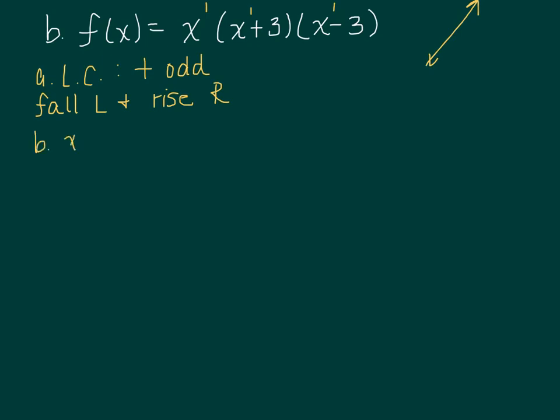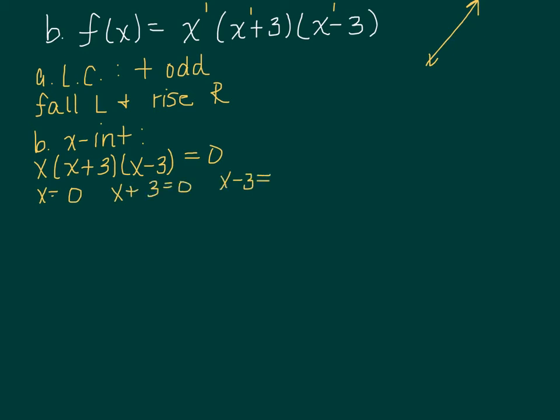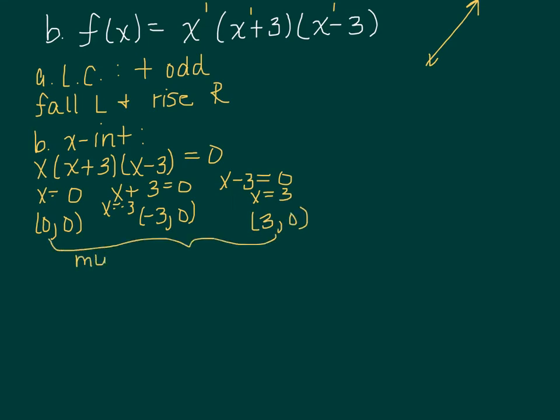B, our x-intercepts. So luckily this is already factored. So you're going to set each factor equal to 0 and solve for x. So this one's already 0, 0. This one's negative 3, 0, because x equals negative 3. This is x equals 3, so this is 3, 0. And all of these have a multiplicity of 1. So they're all going to cross the x-axis.